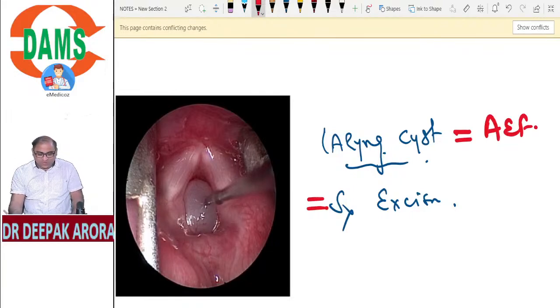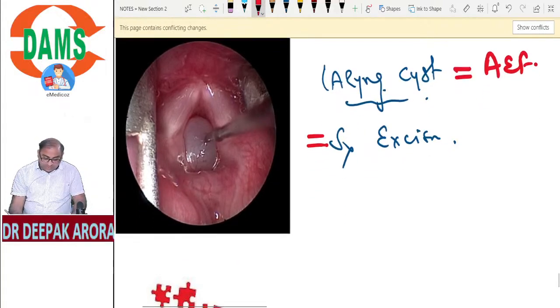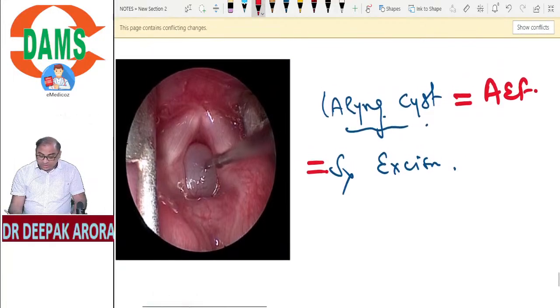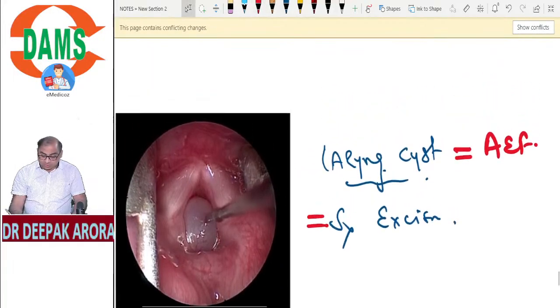Very nice. Everybody is writing. Even the operation, Kashima surgery, Kashima operation. Very nice, beta. Excellent. It means the whole topic is on your tips. You revise it properly. Clear? This is my laryngeal cyst. Done. Coming to the last segment.